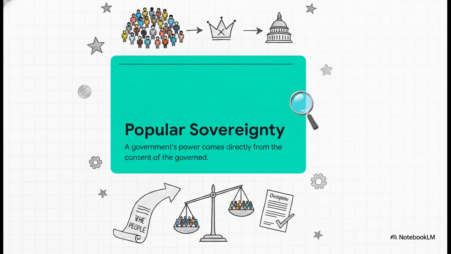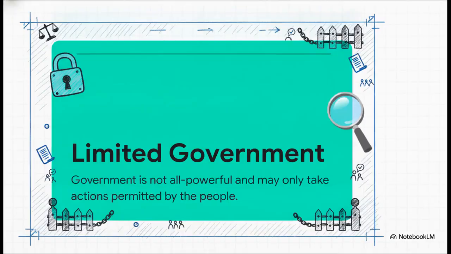And when the framers drafted the Constitution, this was a massive, revolutionary shift away from the historical monarchies of Europe, where power supposedly just came from a king. Here, the people are the ultimate bosses. And because the people are the bosses, we get this really important concept, limited government.